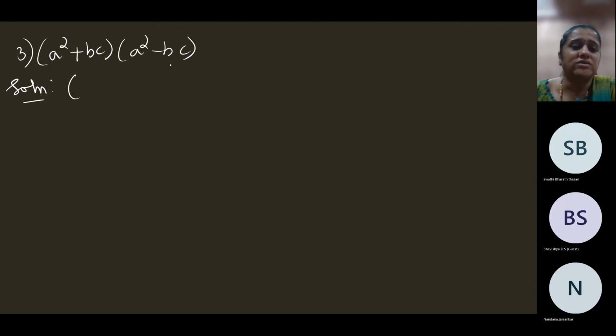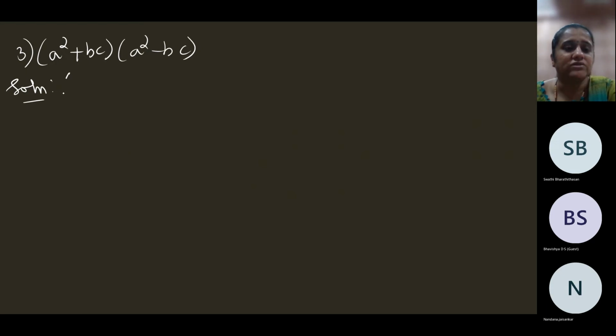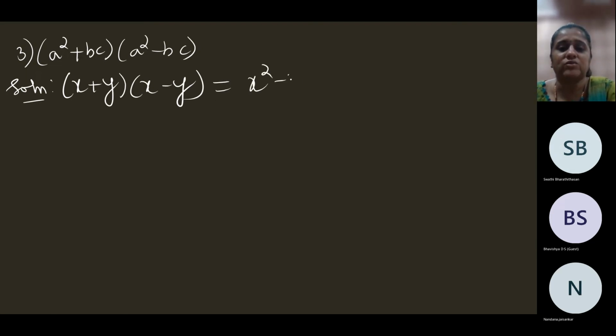See, since the given expression also has A, B, and C, you can write the identity in terms of X and Y. Write the question first, because the question looks like this. X plus Y into X minus Y is equal to X square minus Y square.